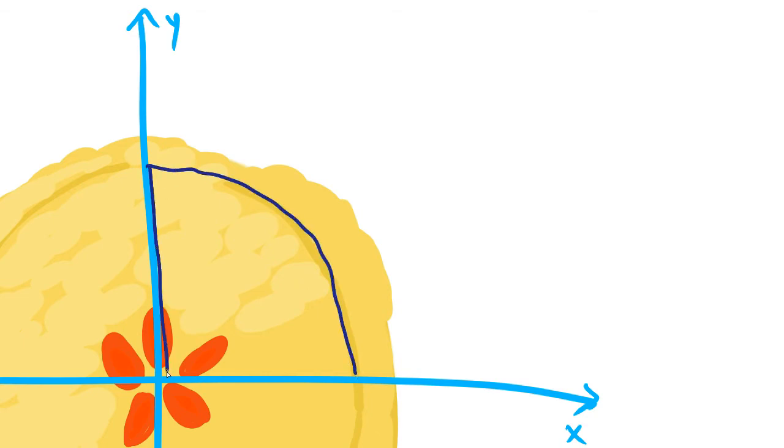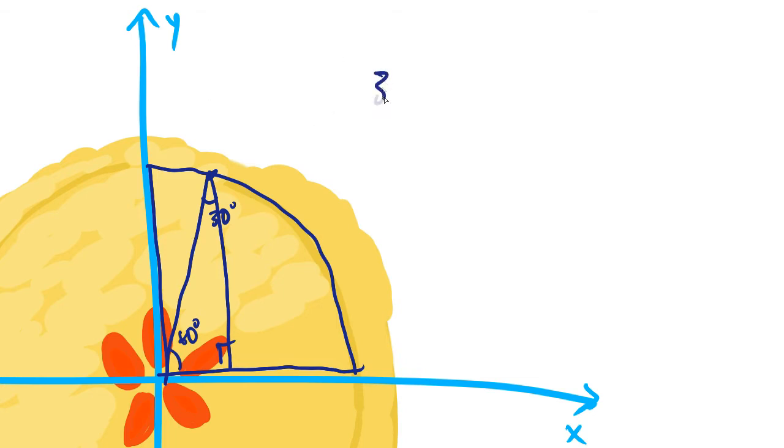And let's say I draw a 60-degree angle right here, and a 90-degree angle, and then a 30-degree angle because that's the last angle, and that is a special 30, 60, 90 triangle. And so you know this is 1, right? Because that's the radius. So if this is 1, what is this? Half, right? Because this is 2 times this, so this must be half of that.